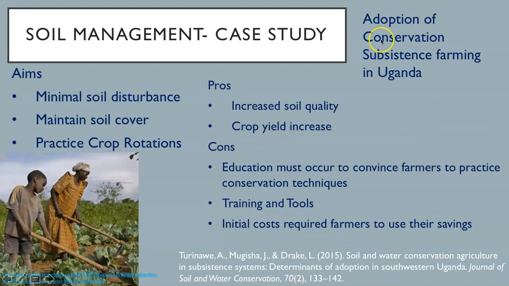Subsistence farming in Uganda. These farmers had three main aims: minimal soil disturbance, maintaining soil cover through mulching with crop residues or planting cover crops, and practicing crop rotations. A study was done, cited here, to determine the factors involved in subsistence farmers adopting soil and water conservation strategies in Uganda. The aims were to cause minimal soil disturbance.